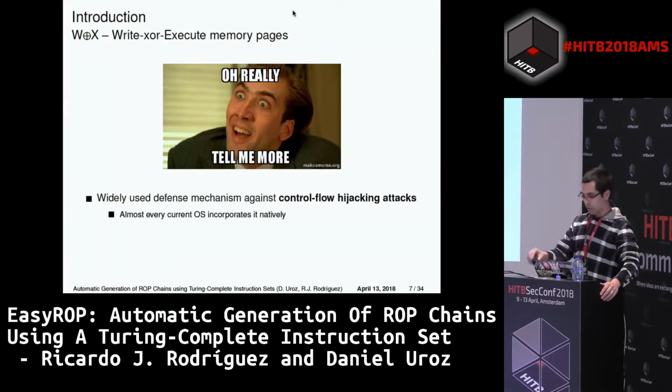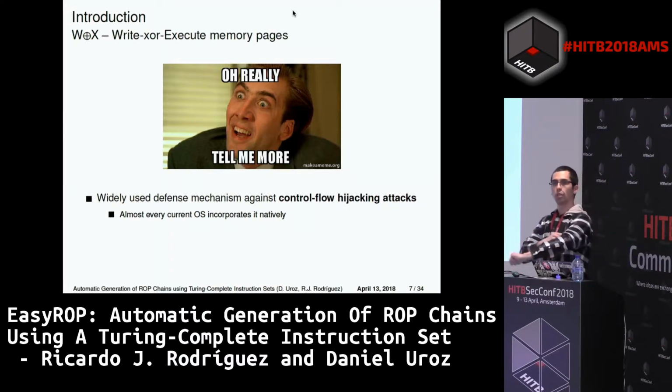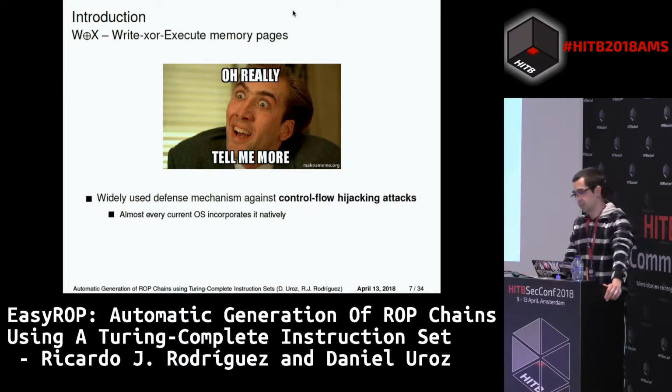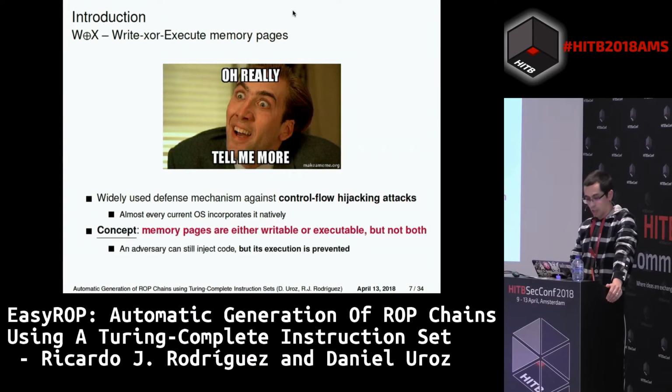Well, let me talk a bit more about write-xor-execute. Write-xor-execute is a defense mechanism that is widely used, actually. In fact, almost every current operating system incorporates this kind of defense mechanism natively. The main idea of write-xor-execute is that the memory pages of a process are either writable or executable, but they are not both, okay? So we can have memory pages in which I can write and I can read, but I cannot execute. Okay, or otherwise I can have a memory page in which I can read and execute, but I cannot write.